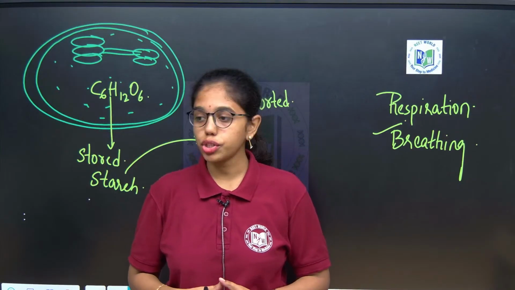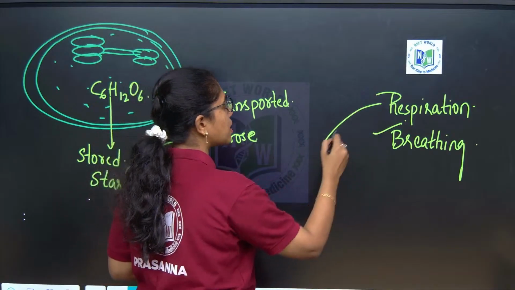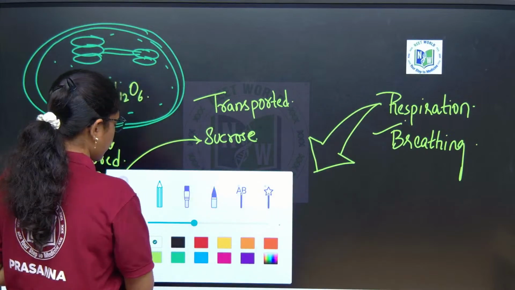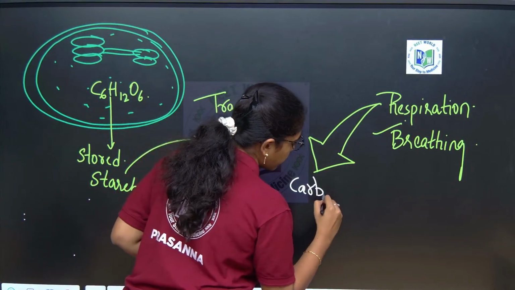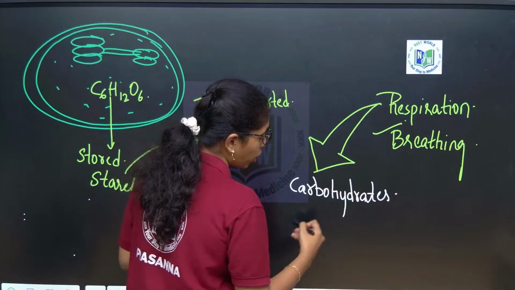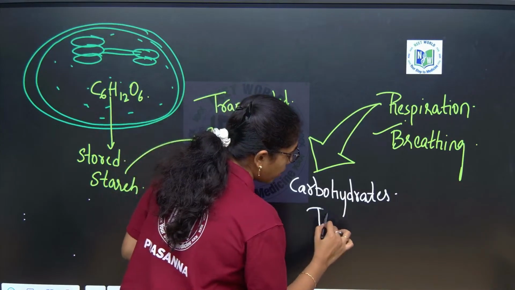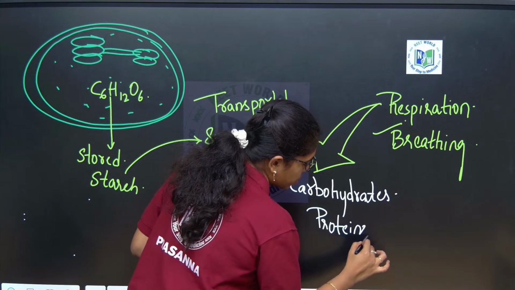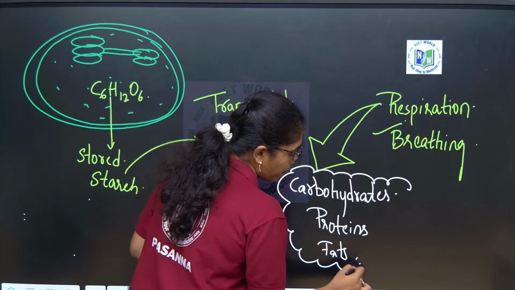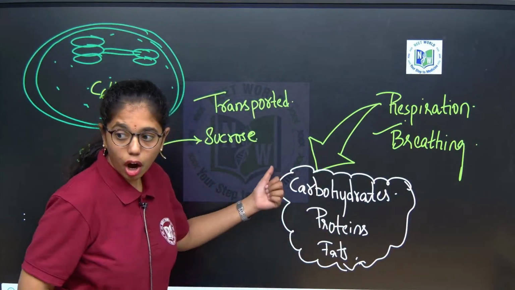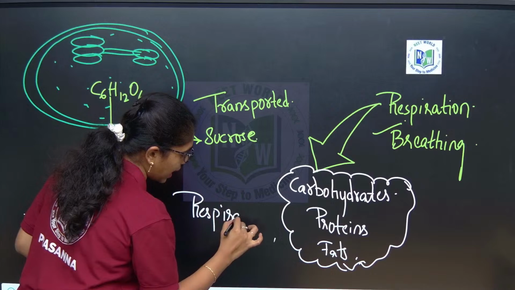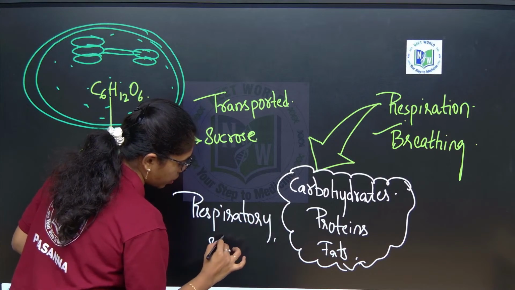What can be the oxidation of macromolecules? The macromolecules can be anything, be it carbohydrates, proteins. Tell me some more macromolecules or food materials that we take. Proteins, fats, fibers, everything. So what is respiration? Oxidation of macromolecules. And all these are called what? Respiratory substrates.